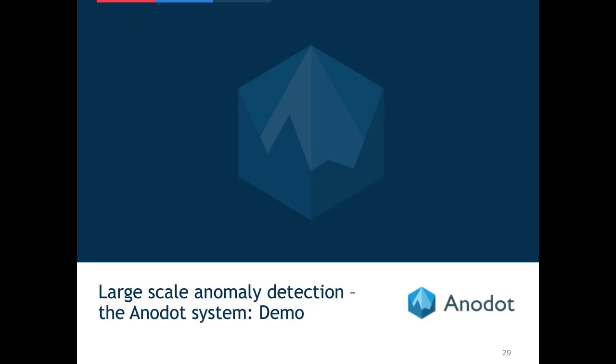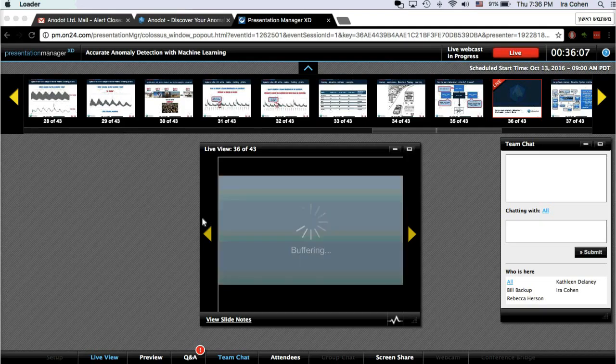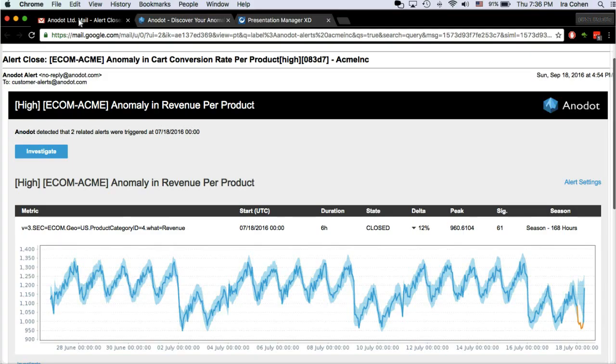All right, so I'd like to show you a very brief demo of the Anodot system. I'm going to push my screen to you, so it might take a few seconds for you to actually see it. Basically, the demo is just to show you how one anomaly looks on our system, and how people actually use it to determine that there is an incident and to investigate an incident.